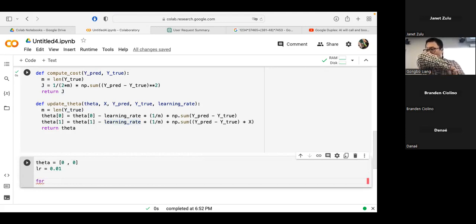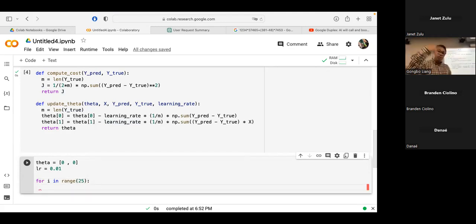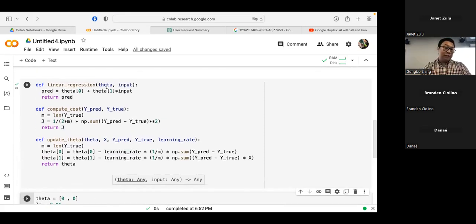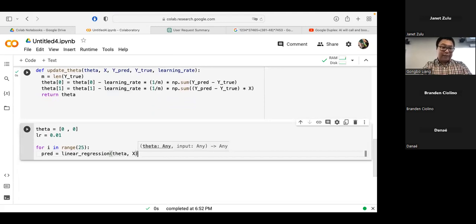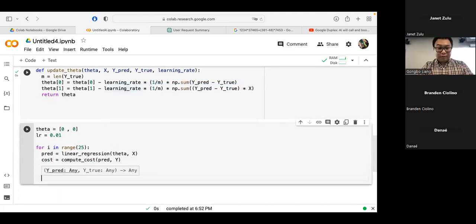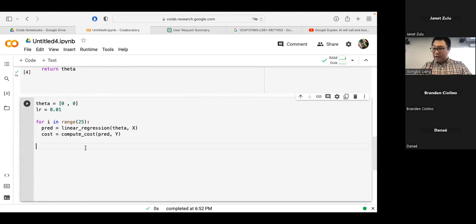Now we can start training. For i in range 25, I have a for loop that will run 25 times, and each time I train the model once. Predict equals linear regression, where I give theta and x as my input. Cost equals compute cost. No, I don't need theta, but I do need the prediction and then y. Now I have the prediction of the iteration and the cost.